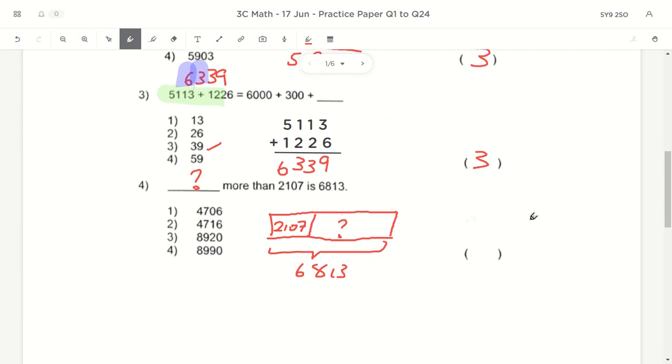So with this, all I need to do is just work it out. So 6,813 minus 2,107, regroup. This is 13. I'll give you 6, 0, 7, and 4. So the answer is 1. Okay, so all you need to do is to really understand the question. Something more than this number. This something more than this number. So add them together, give you 6,813. So in order to find this question mark, all you need to do is to minus away the 2,107. Okay, so answer is 1. Okay, so straightforward. Let's go on.